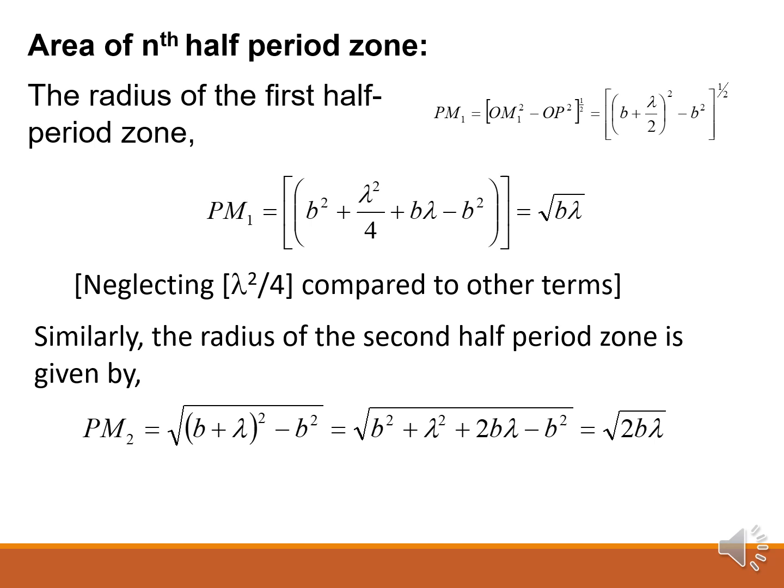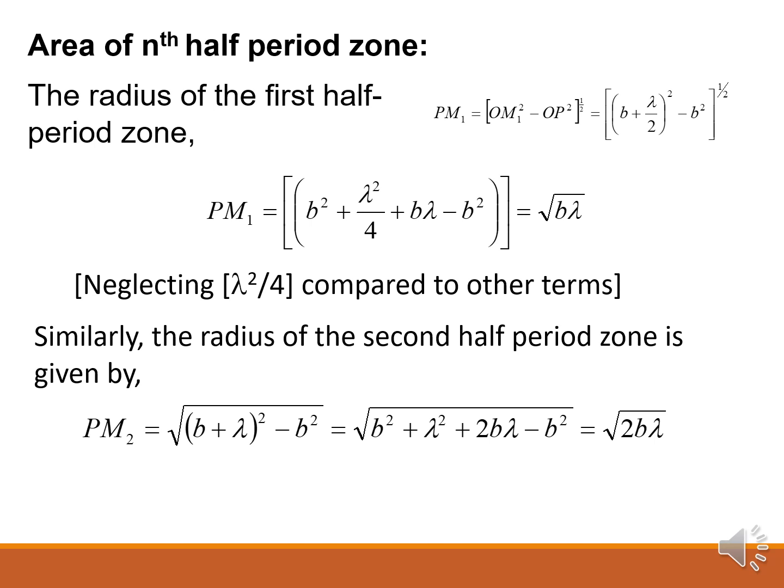Now let us find the area of the nth half period zone. Consider the radius of the first half period zone, that is PM1 in the figure. That is given by the square root of OM1 squared minus OP squared, which is equal to the square root of (B plus lambda by 2) whole squared minus B squared. Now when we simplify it, you get it as root B lambda, neglecting lambda squared by 4 compared to the other terms.